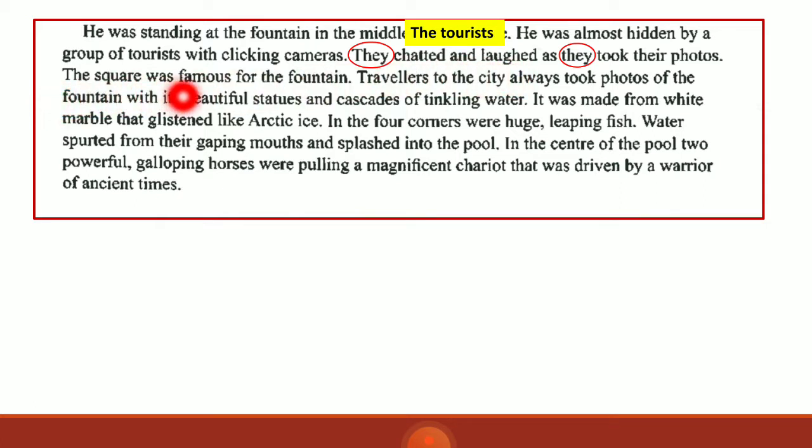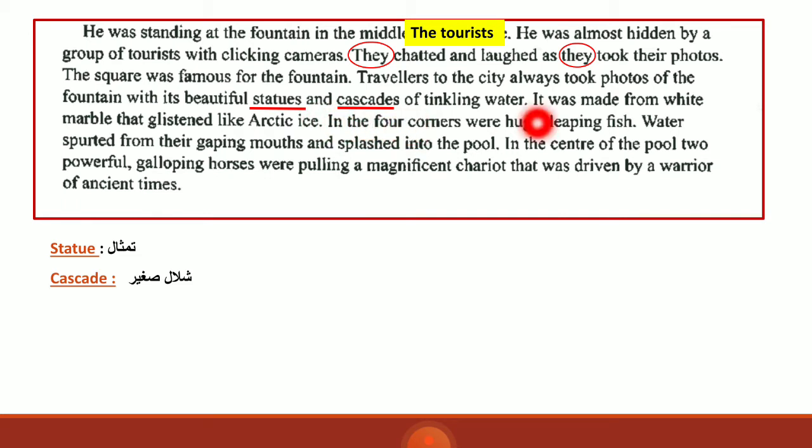Okay. The square was famous for the fountain بمعنى إنه الساحة كانت مشهورة بوجود هاي النافورة فيها. Travelers to the city always took photos of the fountain with its beautiful statues. Statue سابع means تماثيل and cascades بمعنى الشلالات الصغيرة. So the fountain was famous for having the beautiful statues and cascades. كانت الساحة مشهورة بوجود النافورة والنافورة كانت مشهورة بالتماثيل والشلالات الصغيرة اللي موجودة فيها.